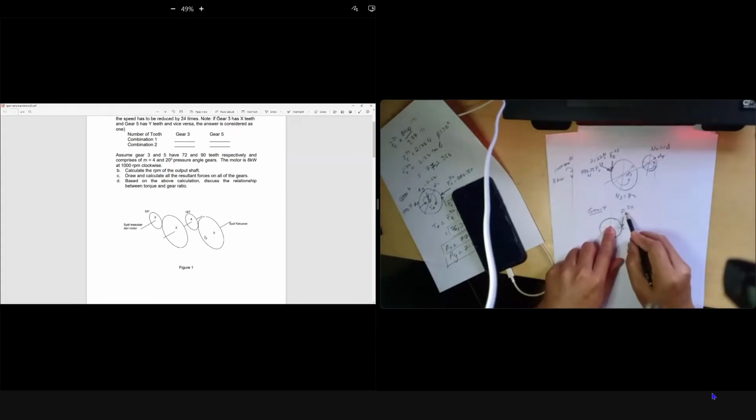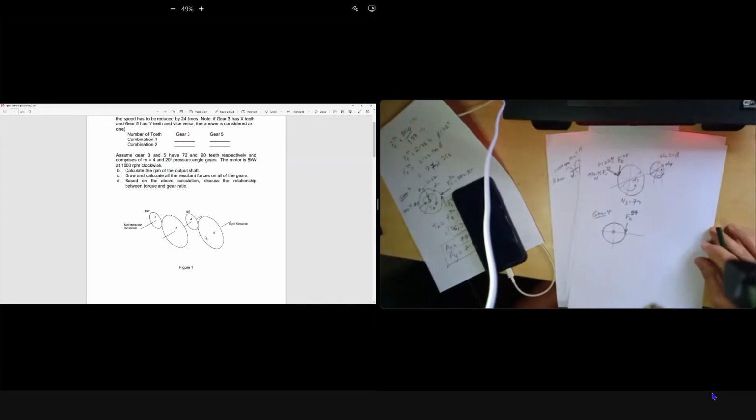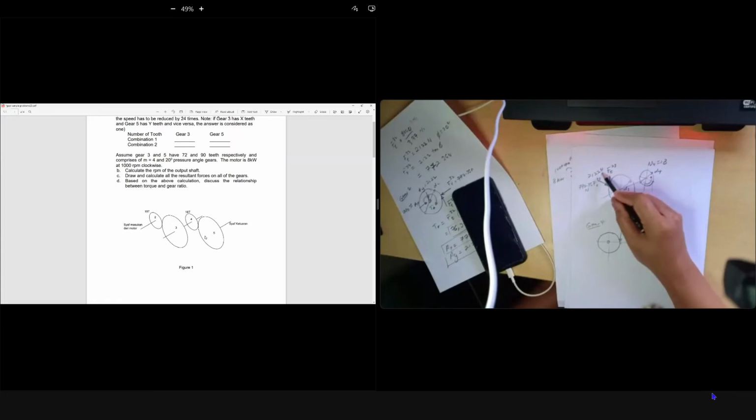But the problem is, what is the value of F tangent 5 to 4? How are we going to find the value of this F tangent? If we know F tangent, we know F radius, no problem. But we know the F tangent 2 to 3 here is downward. Is it the same as F tangent 2 to 3? I think we need to calculate again by using the formula. What formula? The one for F tangent.